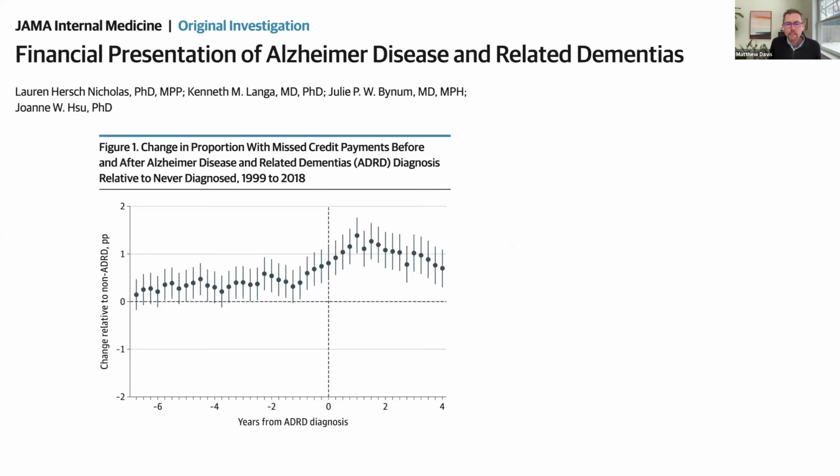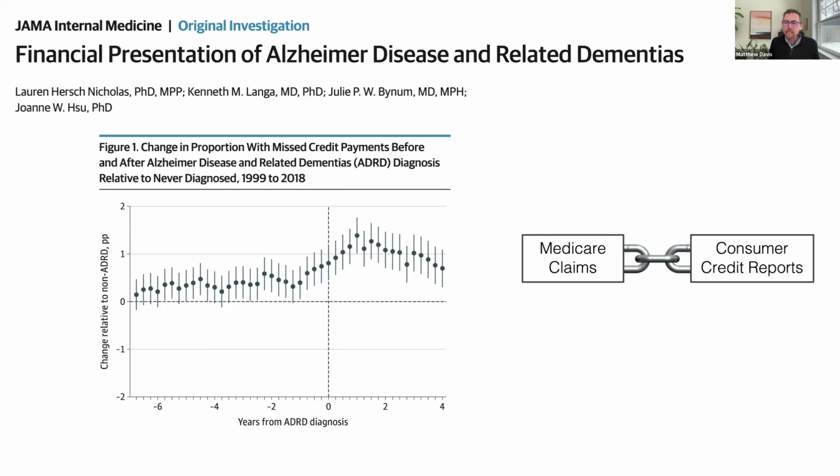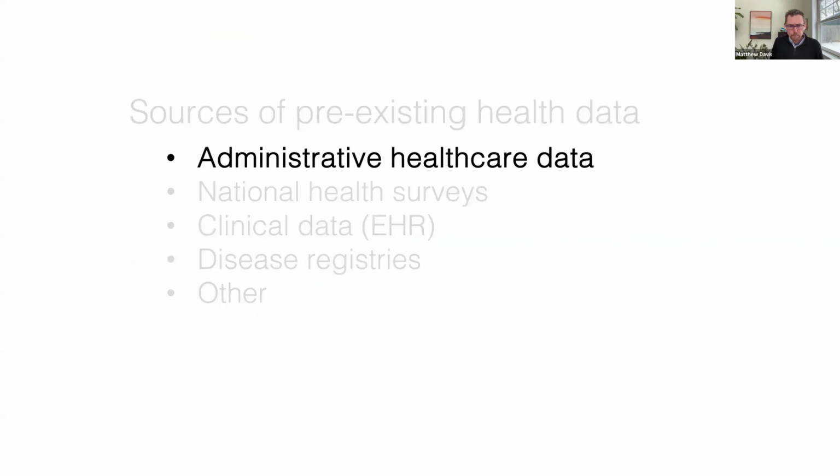This was a paper from a colleague of mine that was looking at factors leading up to a dementia onset or diagnosis. They took Medicare claims and linked it to consumer credit reports. And they were able to demonstrate that people, in the year or so before the onset of their dementia diagnosis, had missed a credit payment. That was just a great example in my mind of linking two very different data sets together and coming up with some really intriguing, interesting findings.